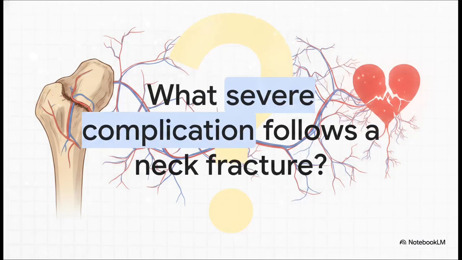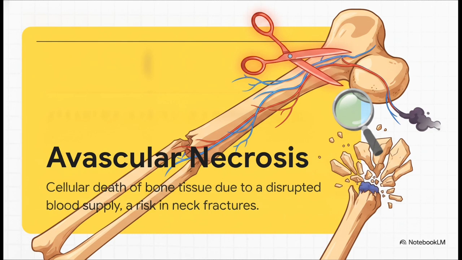Okay, think back to the relations and that incredibly fragile blood supply of the femoral neck we discussed earlier. Here's your question. What severe clinical complication is a direct risk following a fracture of the neck of the femur? If a patient suffers a fracture straight through the neck, what is the most severe, life-altering complication that clinicians are immediately worried about? It's avascular necrosis.